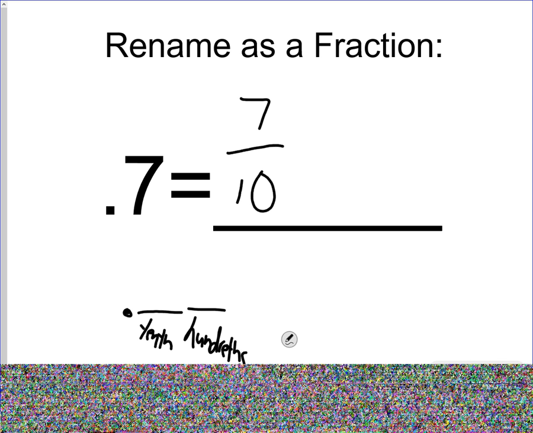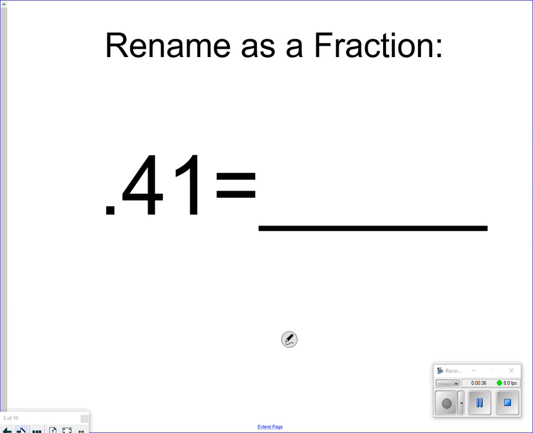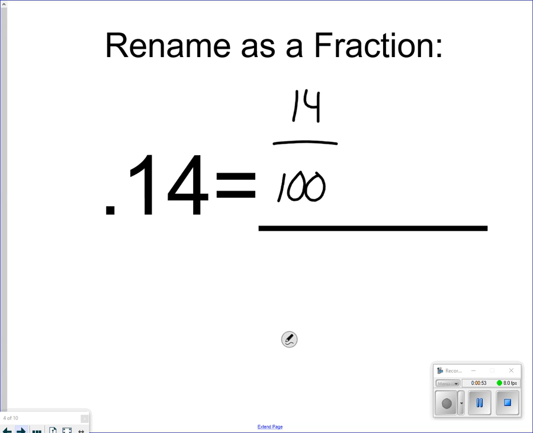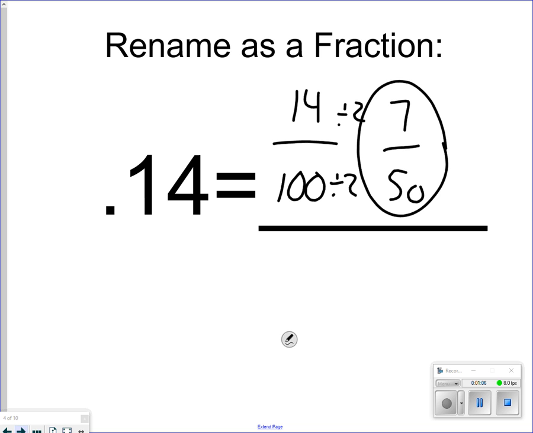Next problem. Right here we have 41 hundredths, because this last one is in the hundredths place. 41 over 100. Then 0.14 is our number, so we have 14 hundredths. Now we can reduce this because they're both even numbers. So we're going to divide this number by 2, and we're going to get 7. We're going to divide the denominator by 2. 100 divided by 2 equals 50. So we would also write down 14 hundredths as 7/50ths.